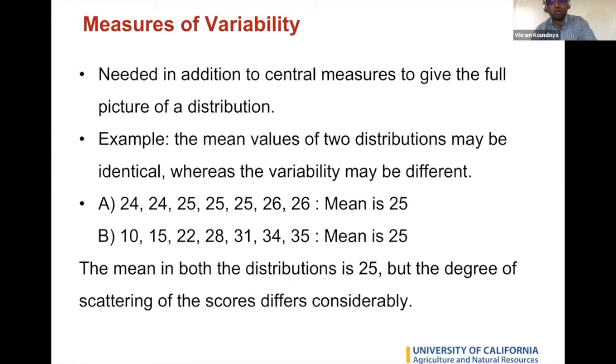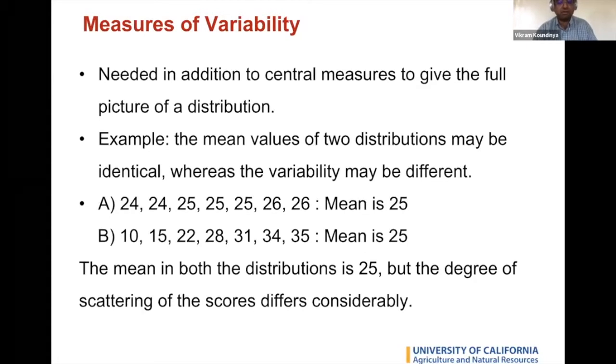In addition to reporting an average, to give a full picture of the distribution of the people that you are trying to represent, the variability is also very important to report. My experience has been that we see a lot of reports where they don't report variability, which is not a recommended practice. Because the mean values or any central tendency measure you may choose may be identical, but the variability or the scattering within that set of observations may be different, right?